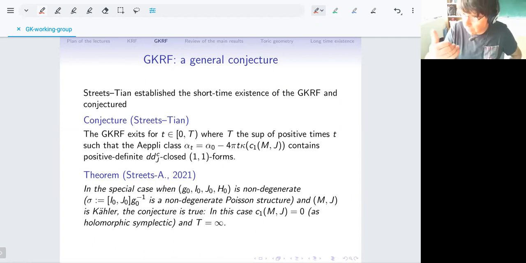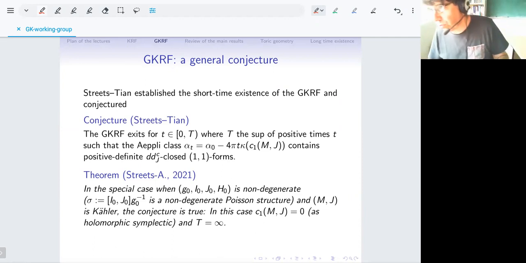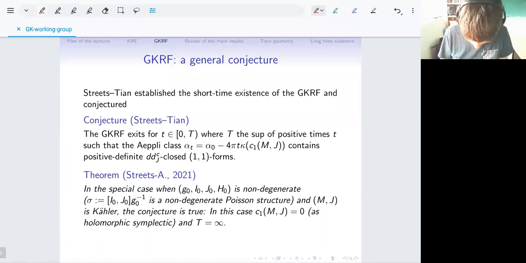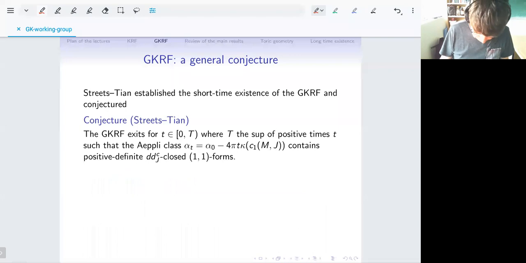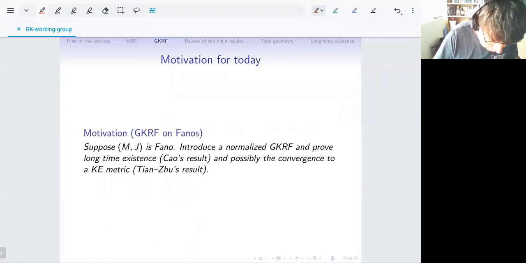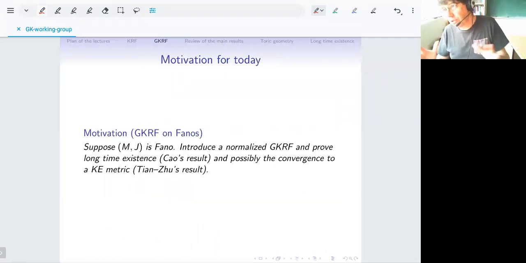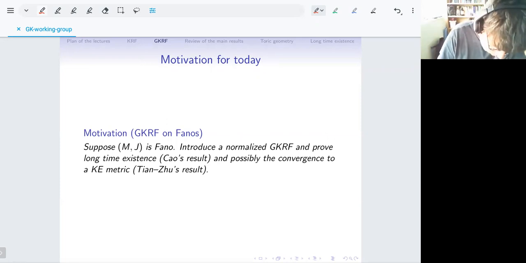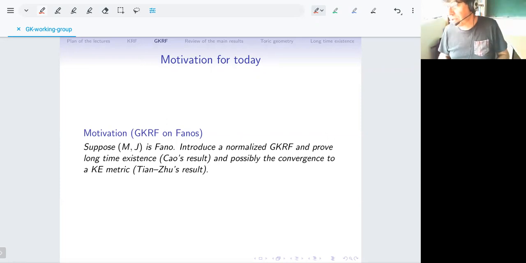But we didn't get to a complete convergence result in no generality. So convergence is still much more problematic in this generalized scalar situation. Okay, so what I want to do essentially, after this introduction, the motivation, is to see what we can do in the Fano case. Can we show long time existence? Can we attempt to prove some convergence to a Kähler-Einstein metric?